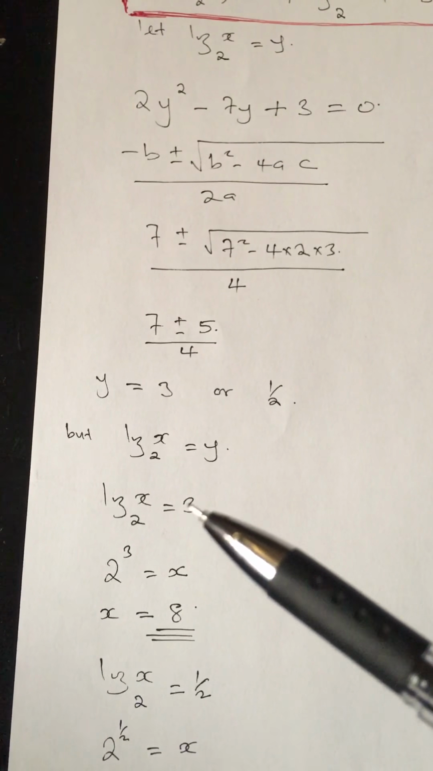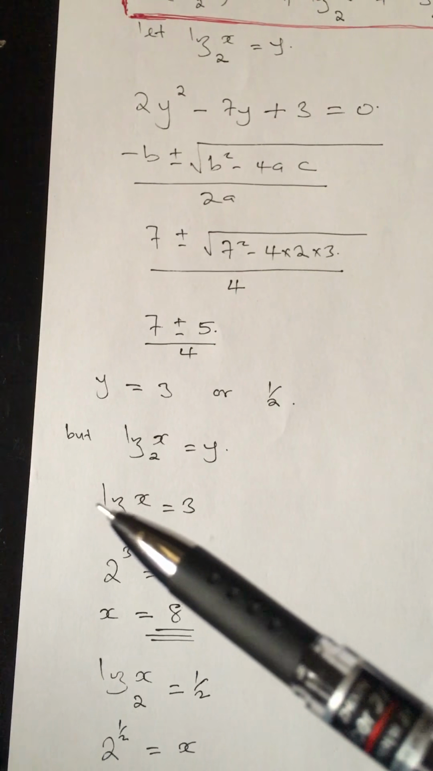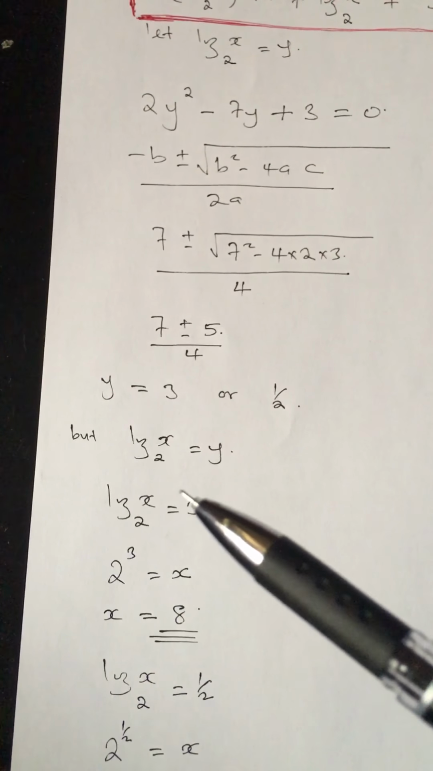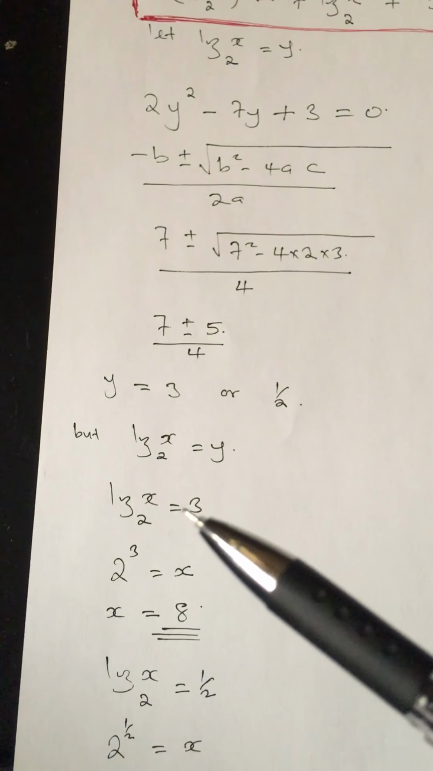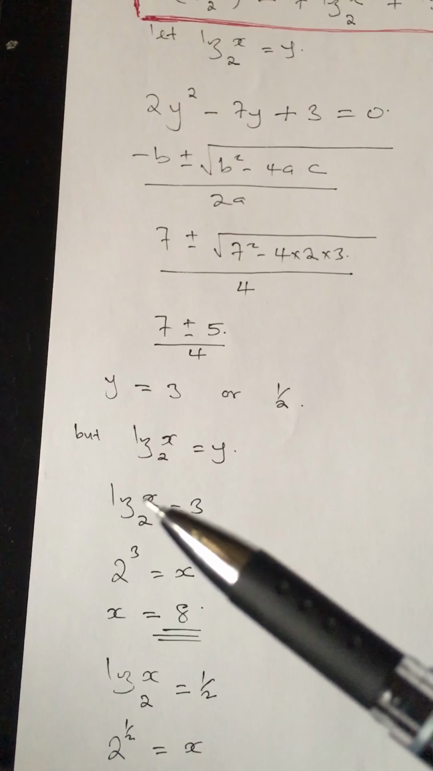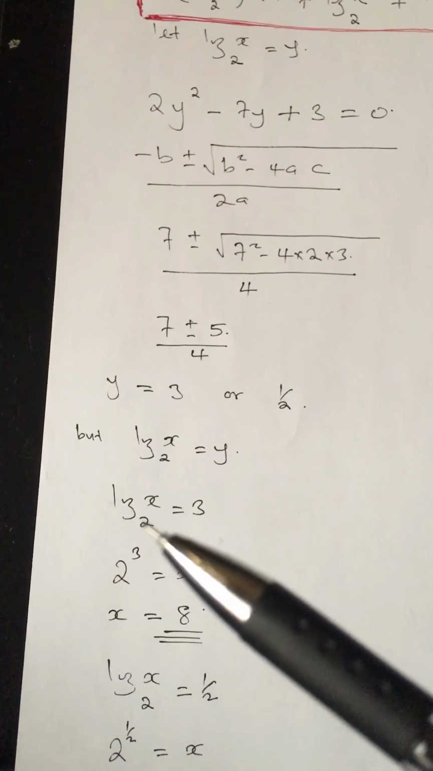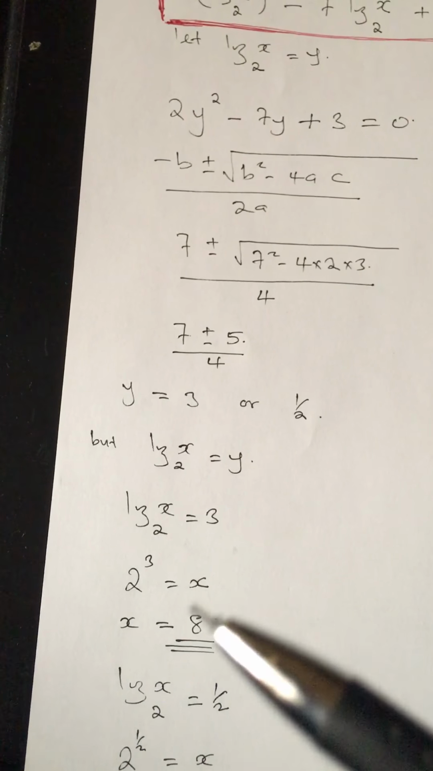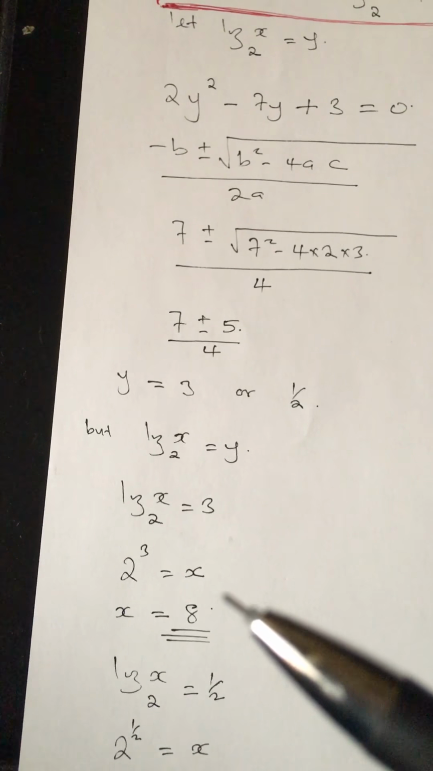Replace 3 with this. The first thing I taught in the first lesson, ukiangalia vizuri, I explained you should learn how to change logs to indices, indices to logs. So to get the value of x in this case, unasema 2 raised to 3 equals to x, na ndio hii. Then the value of x equals to 8.